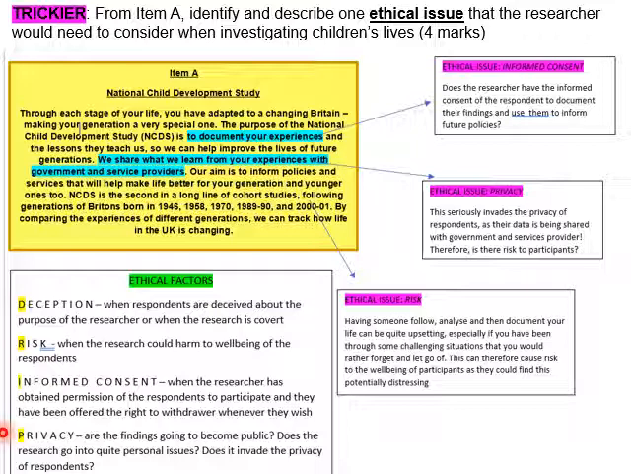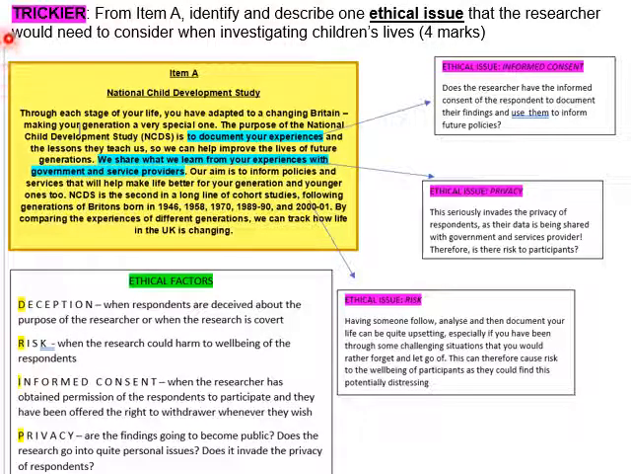So are the findings going to become public? Does the research go into quite personal issues? Does it invade the privacy of respondents? So when we look at privacy, we're thinking about, are we going to ask the respondents some really quite personal questions? And if we are, are we going to make those findings public? So, are we going to maybe replace the real name of respondents with a pseudonym, so a pretend name, in order to protect that privacy of the respondents, and so on and so forth. So these are some ethical factors that we need to consider when we do the research.